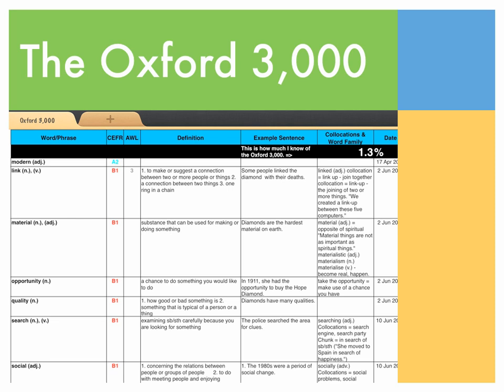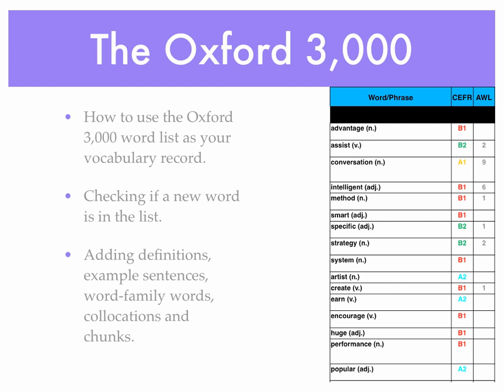Okay, I want to talk about the Oxford 3000, the vocabulary list of 3000 words that all students need to learn when they study English. And the reason why we use it is because these words are really important as you study English. Now, we're going to look at how to use the Oxford 3000 word list as your personal vocabulary record.